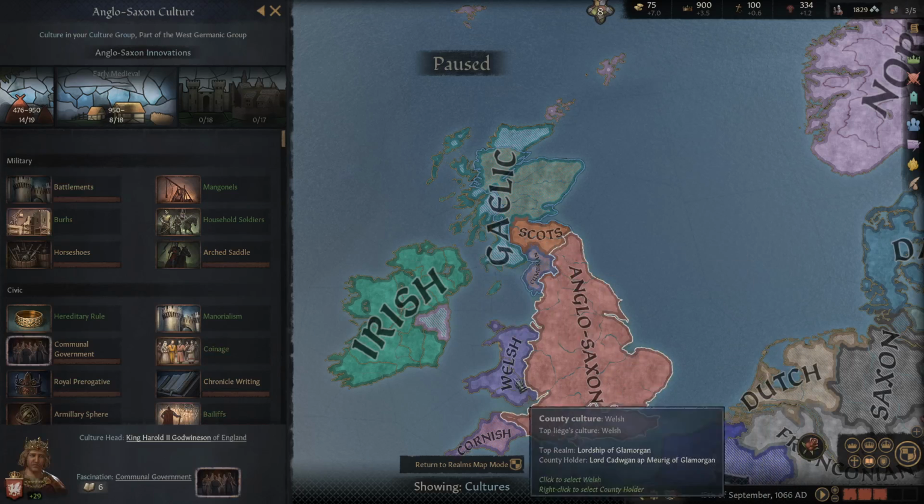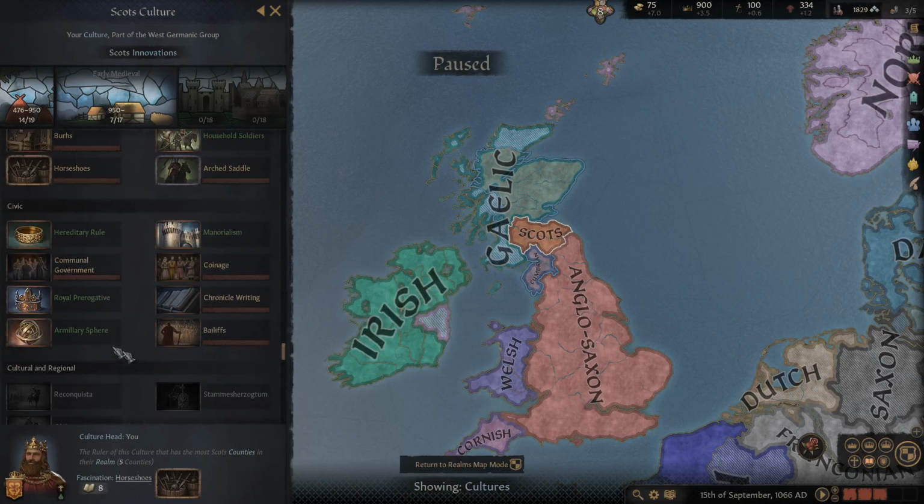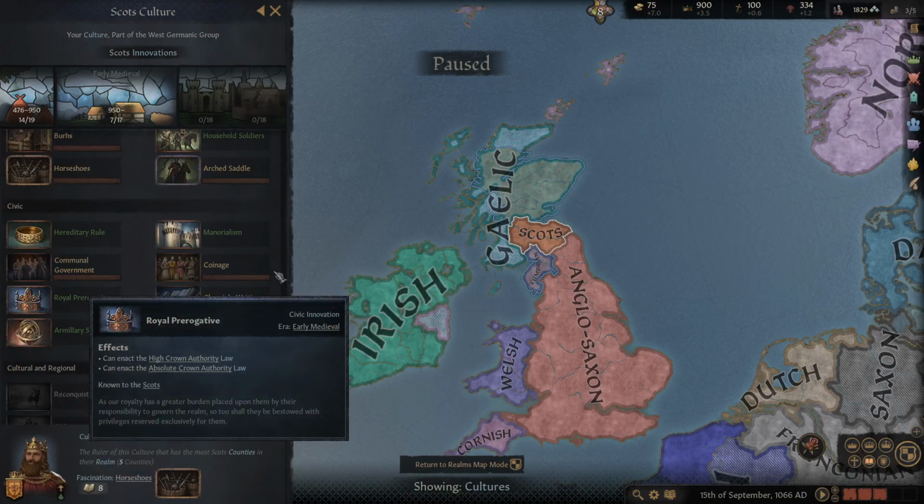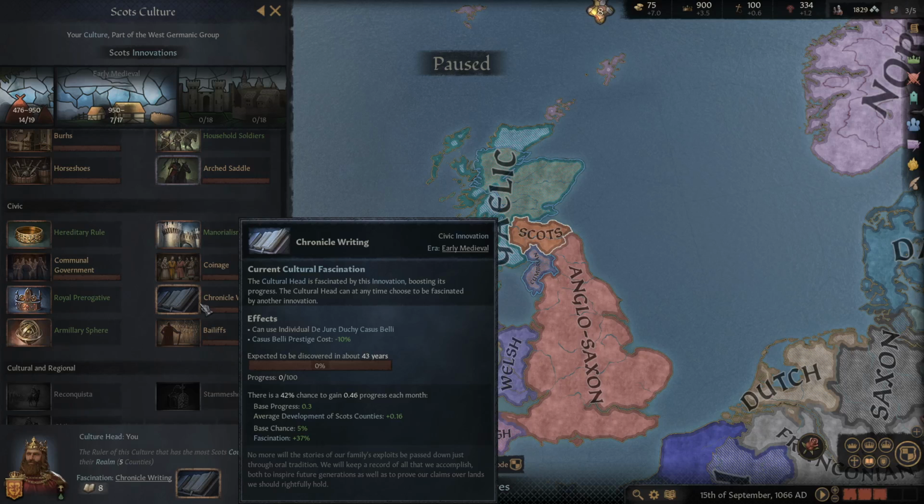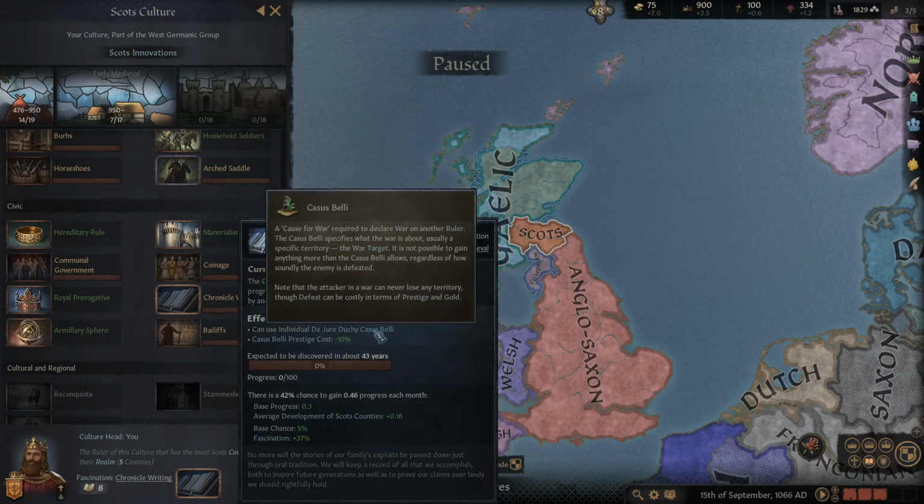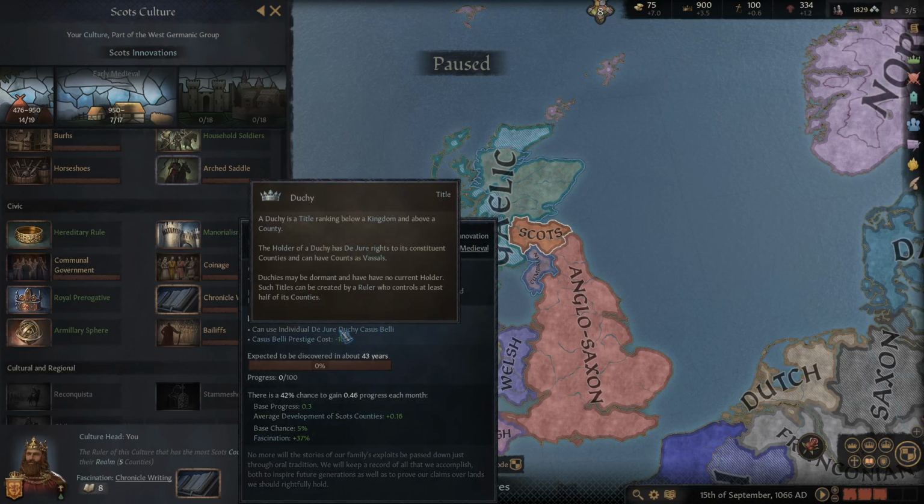So we're also going to try to focus on this a little bit here. We've got the royal prerogative, no, we already have that. This is what I'm looking for: can use individual de jure duchy quasi bell. It would take 357 years. Why? Okay, what if I make this the fascination? Yeah, there we go, it'll take 43 years. So chronicle writing is what I'm wanting to get the de jure duchy quasi bell, so that way we can get chunks at a time.